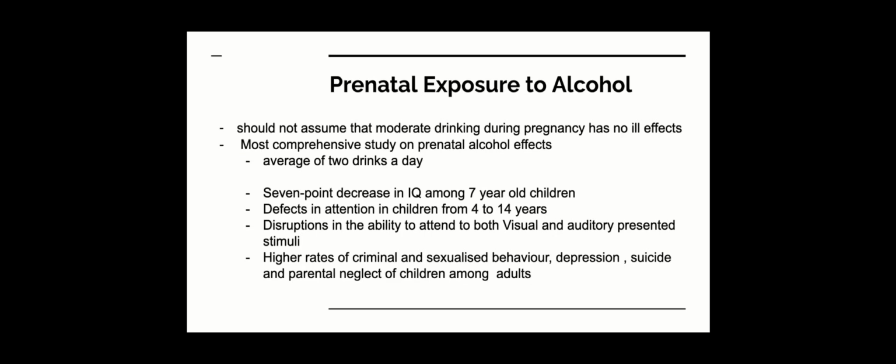So we should not assume that moderate drinking during pregnancy has no ill effects. The most comprehensive studies on prenatal alcohol effects average 2 drinks a day. With 2 drinks a day, longitudinal studies show a 7-point decrease in IQ among 7-year-old children, deficits in attention in children from ages 4 to 14, disruptions in the ability to pay attention to both visually and auditorily presented stimuli, and higher overall rates of criminality, sexual behavior, depression, suicide, and parental neglect of their own children once they become adults.